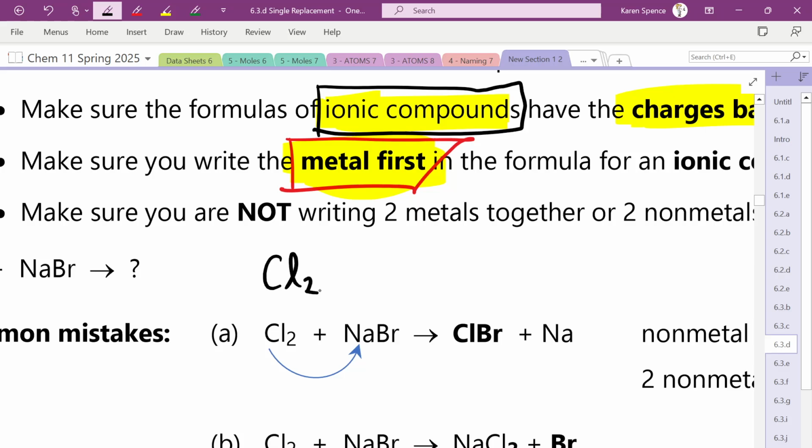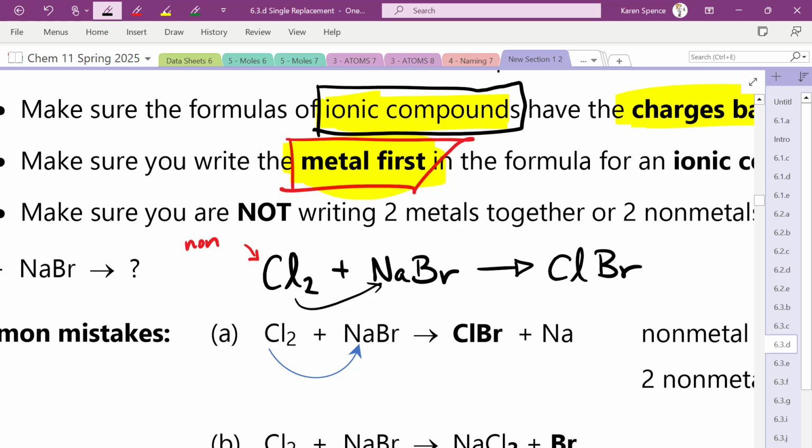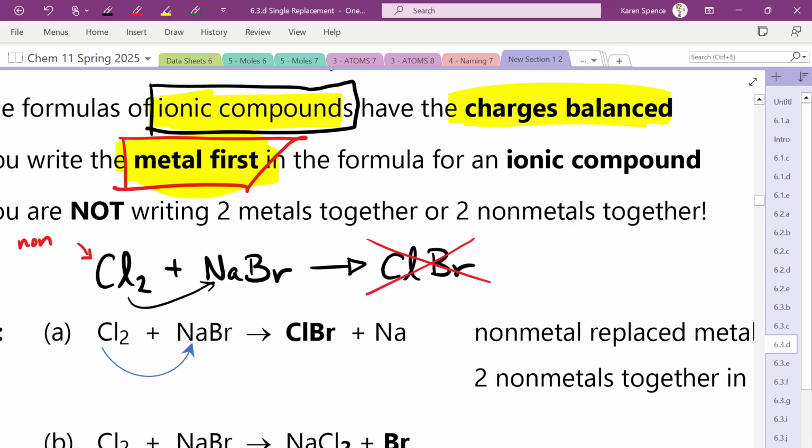Okay, so here we have a reaction. We have chlorine, Cl2, that's our element, and that is a nonmetal. And it is reacting with NaBr. One of the things that very often happens is that students will be like, Cl just comes in and kicks out the Na and we get ClBr. And do we like that? That is a no. You cannot have a nonmetal and a nonmetal. So that's a bad thing.